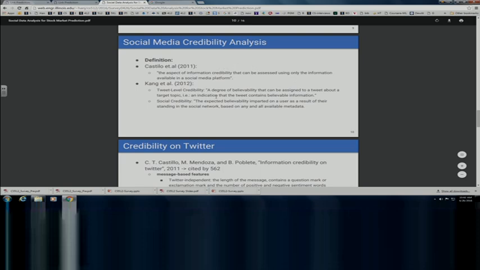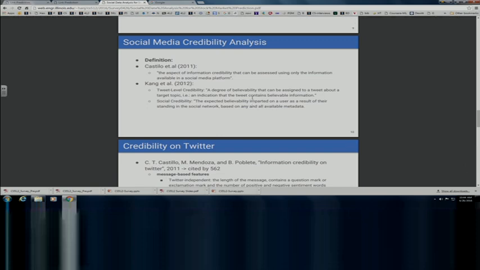The next one is from Kang in 2012. The first definition is almost the same as Castillo's, but in the second, they try to model the data by using the tweet as the entity of a graph. So they take into account the tweets in social media.